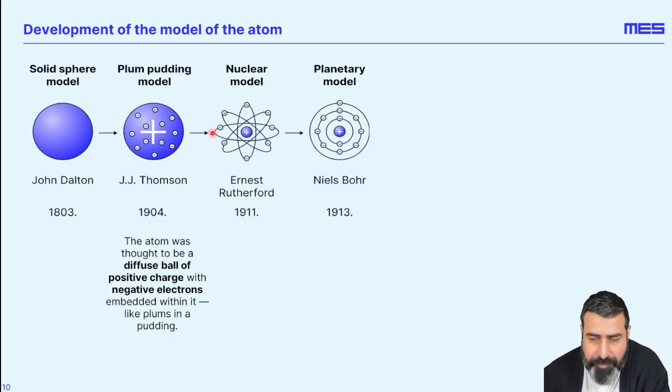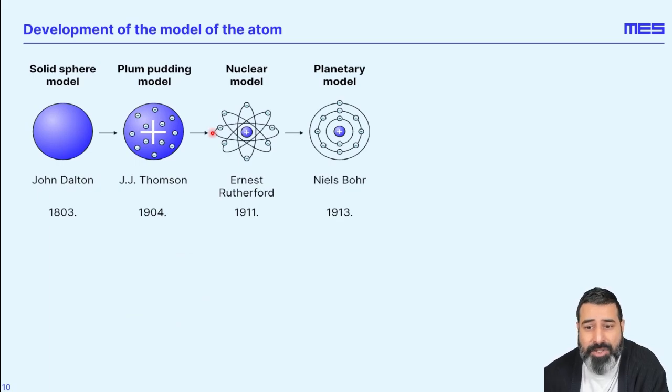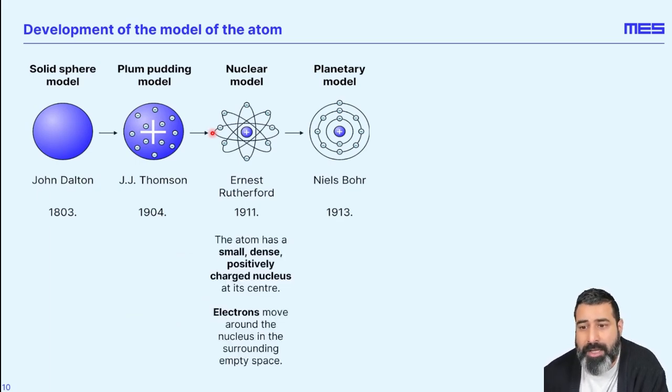More on the next part later, but then, after an experiment, we had to change Thomson's plum pudding model. This is based on the gold foil experiment, or the alpha scattering experiment. Based on that, Ernest Rutherford says, and I think it was actually his students who did the experiment, that the atom isn't really a ball of diffuse positive charge.